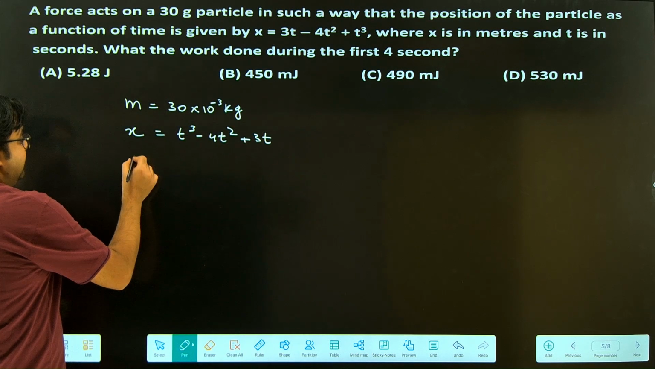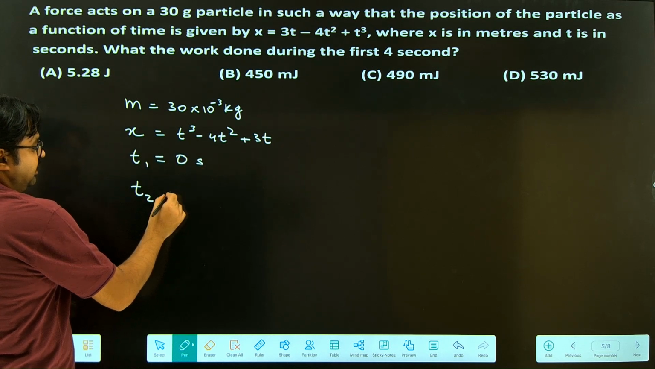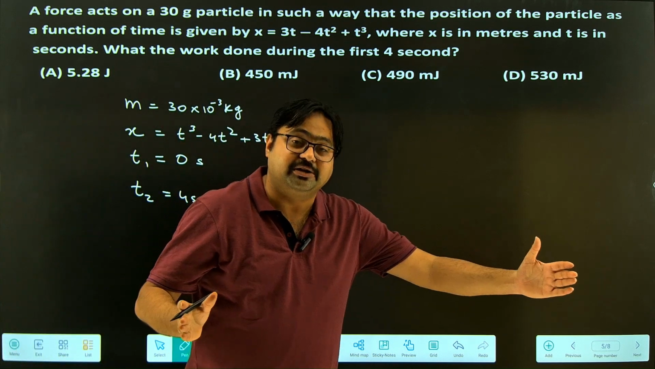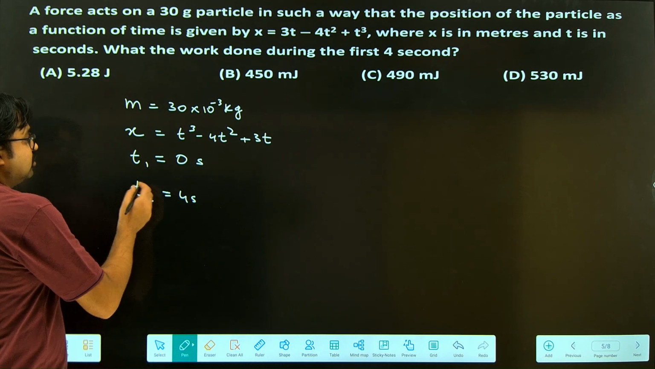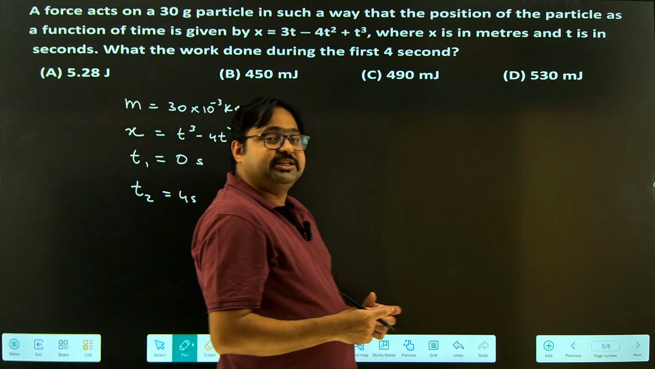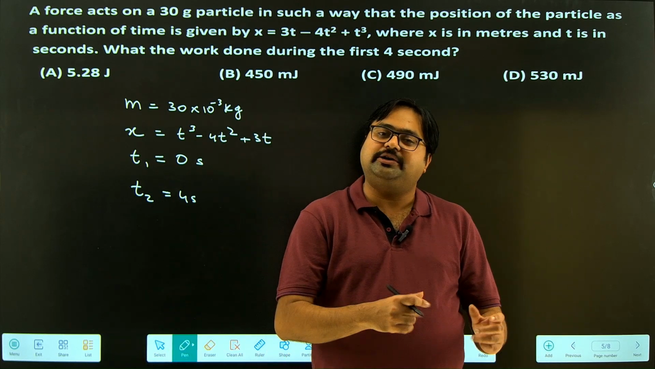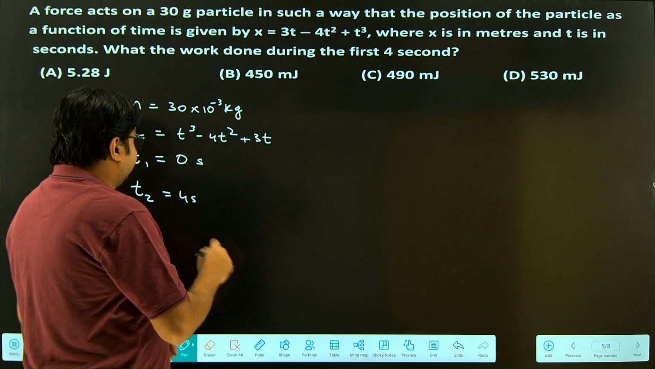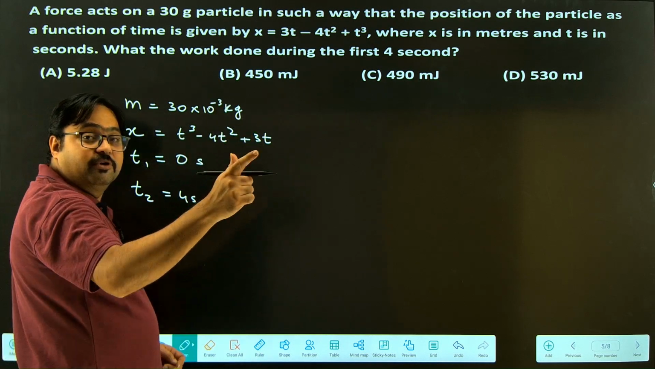That's the question. What is the initial time? 0 second. The final time, dear friends, is 4 second. What is the work done during this period is the question to you. Let's try and figure out. In order to calculate the work done, we understand from the work energy theorem that the change in kinetic energy is the work done. So let's find the kinetic energy in each case: the initial kinetic energy at t equal to 0 and the kinetic energy at t equal to 4 second.